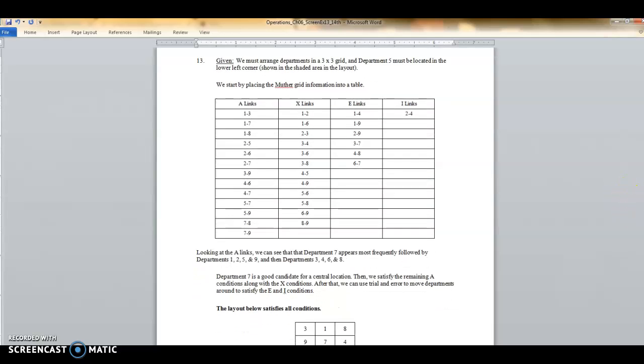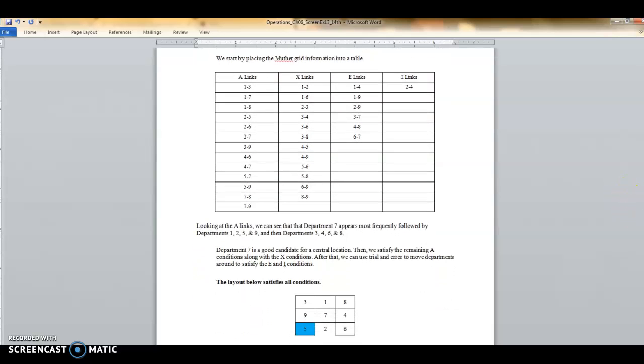So I'm going to move my diagram up here a little bit. Again, remember that I have a 3 by 3 matrix that's required, right? And 5 must be in the lower left-hand corner. Remember the A links. A links are 1 to 3, so 1 to 3 next to one another. Yes. 1 to 7, close to one another. Yes. 1 to 8, close to one another. Yes. 2 to 5, close to one another.